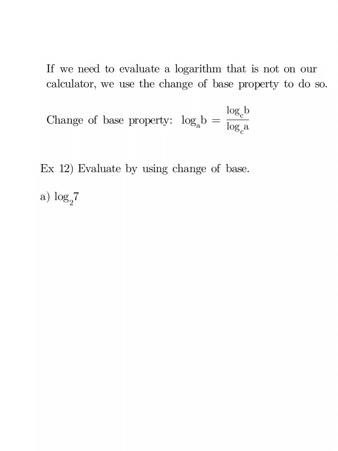If we do the common log for this problem, we would have common log of the old argument over the common log of the old base. So we would have log base 10 of 7 over log base 10 of 2. If you do this on your calculator, you get 2.807.